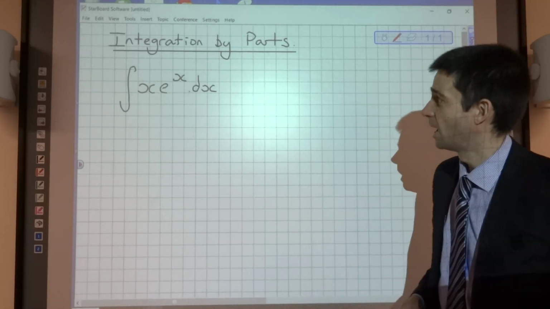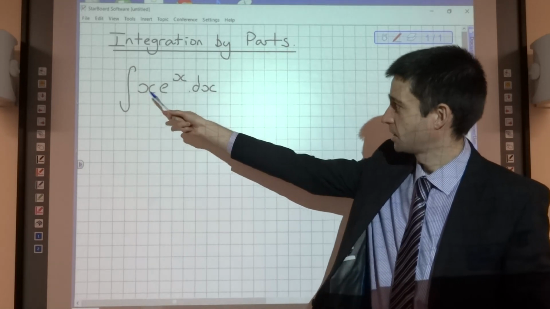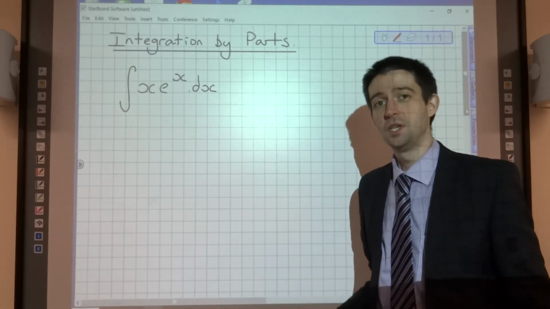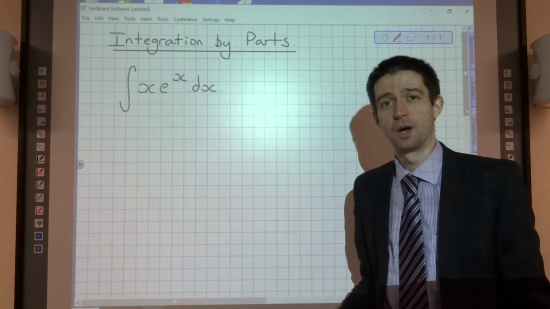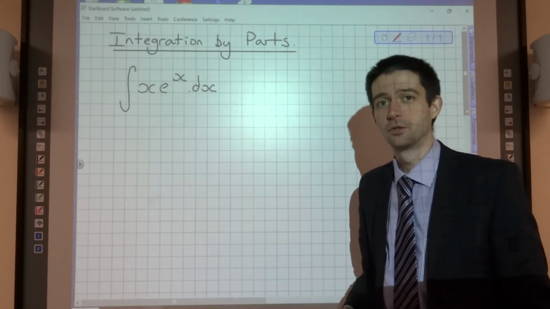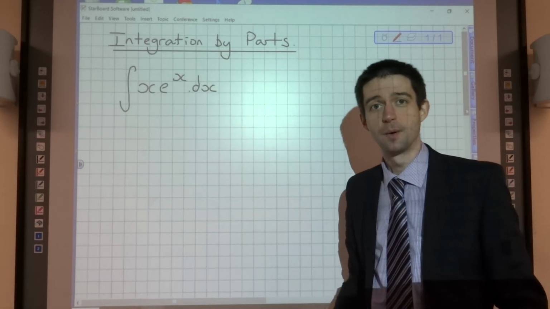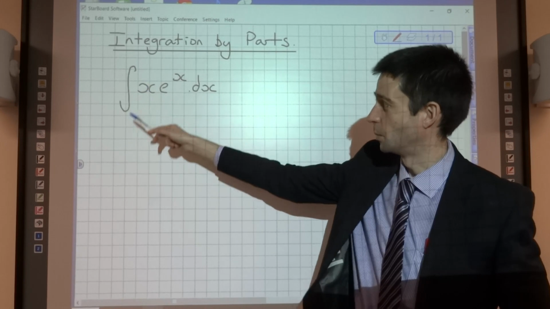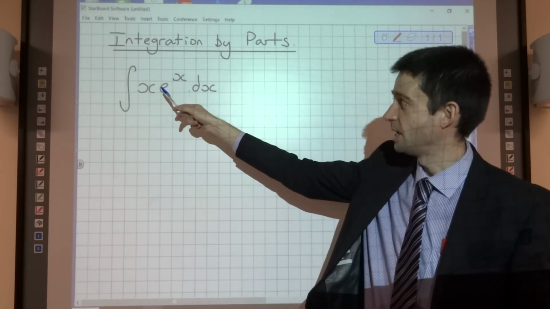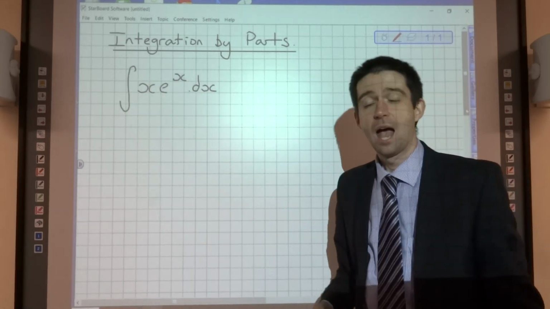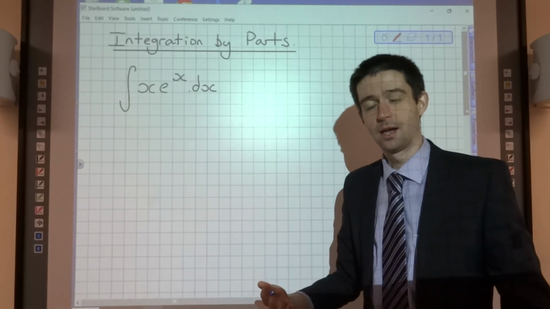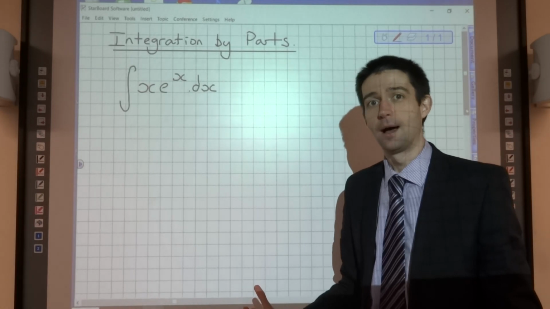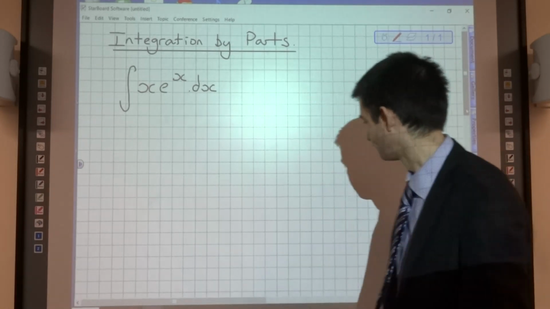Okay, so here we're going to integrate x e to the x. And the first thing to talk about is how do we know that we're going to have to integrate this by parts? I'll give you a clue, it's not just because the title of the video is integration by parts, it's because it is the product of two functions. So we have x multiplied by e to the x, and we're going to use an integration strategy which is like the opposite of the product rule of differentiation.